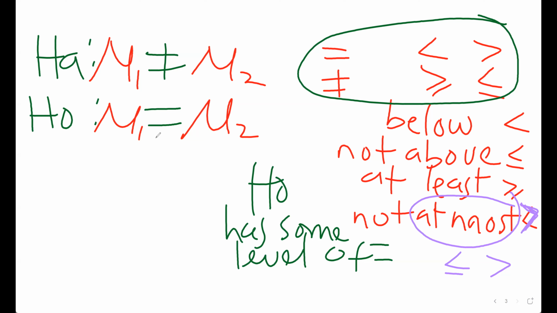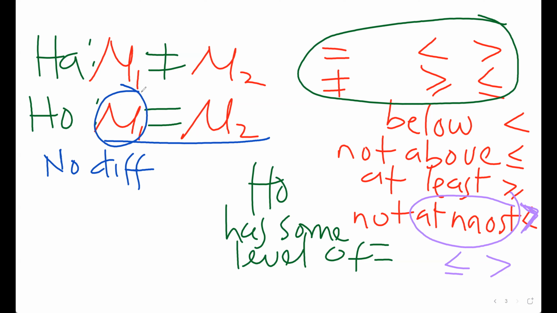But what does it mean? Because you have to make sense of what you've written. What does what you've written mean? Well, if you look at this first, the bottom one, the null is saying that there is no difference in the mean number of complaints before and after the workshop. There is no difference in the mean number of complaints before and the mean number of complaints after.